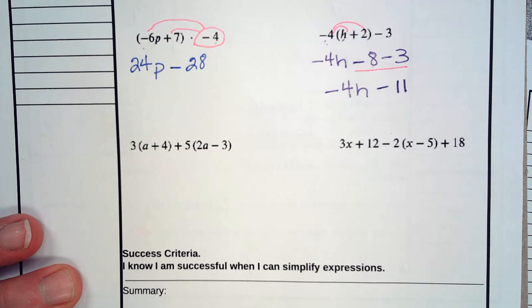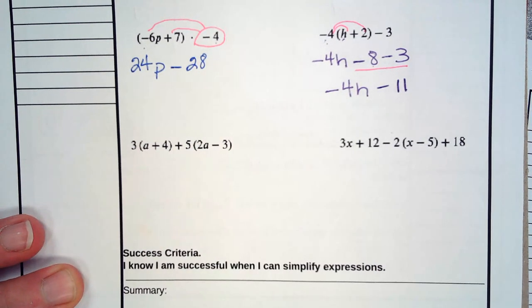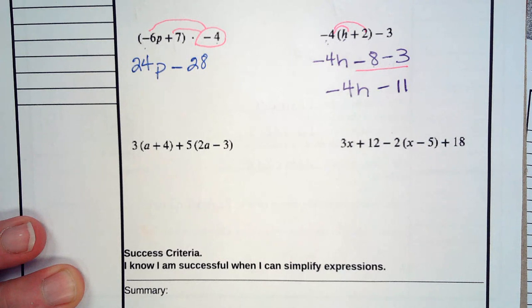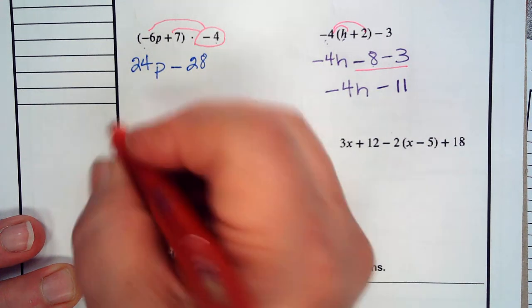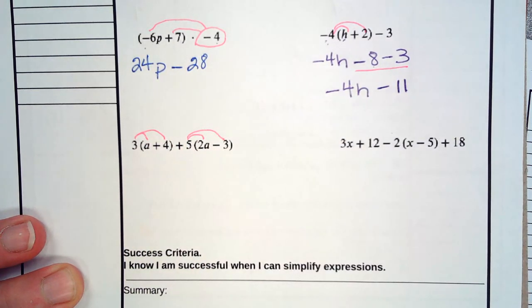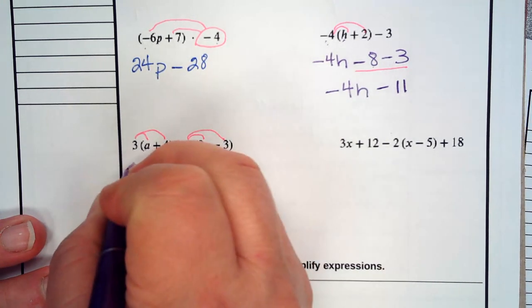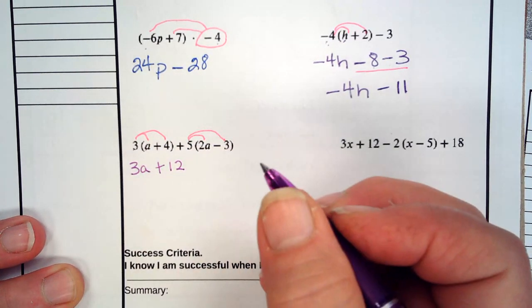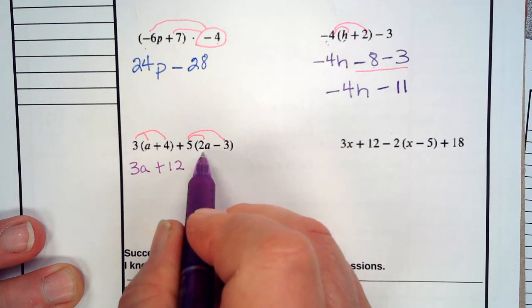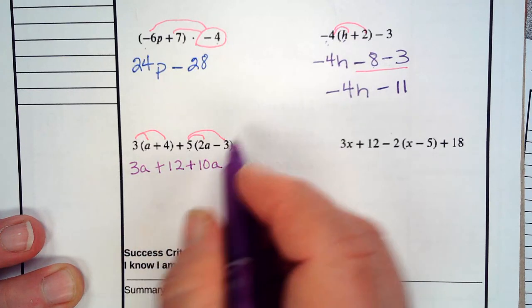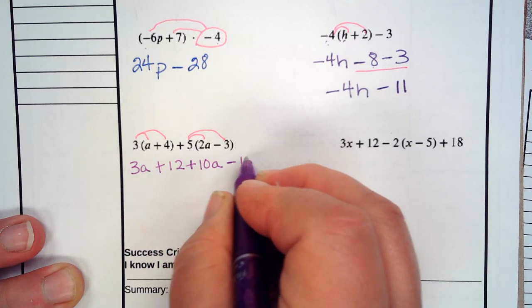Okay, the next two are kind of different because the first one has 2 parentheses, and then the second one has 1 parenthesis, but it is in the middle of your expression. So distribute both of these, and then you'll gather your like terms. 3 times A is 3A, plus 3 times 4 is 12, 5 times 2A is 10A, so this is plus 10A. 5 times negative 3 is negative 15.